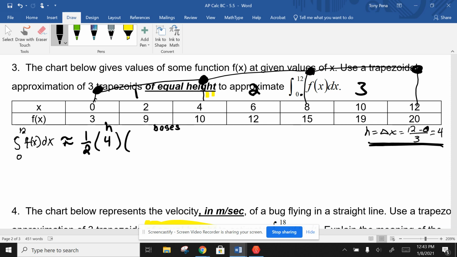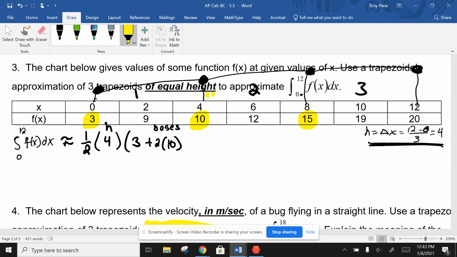So if I would have hit this right here, isn't our functional value the height when we did those couple of problems on the front page? So our first base would have been the 3. The next place I hit it was over here at 4. So the next base would have been the 10, and we would have used that one twice. It would have been doubled.